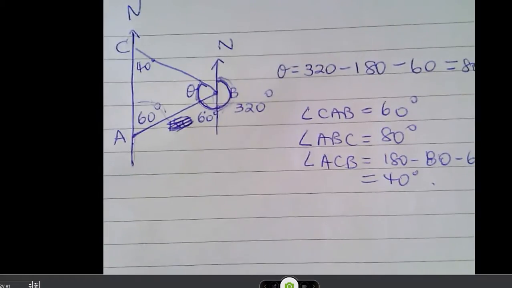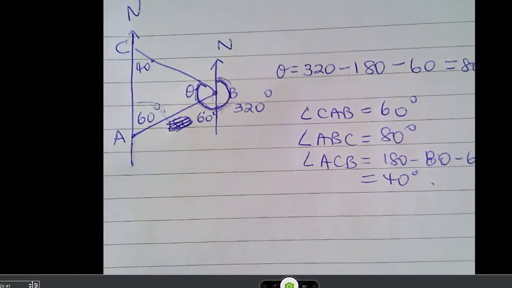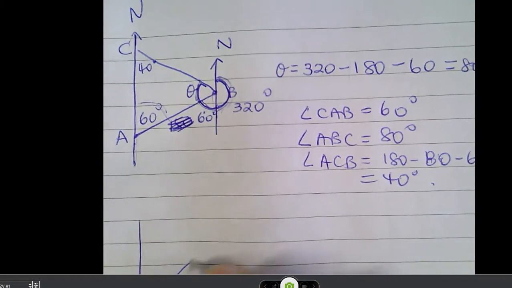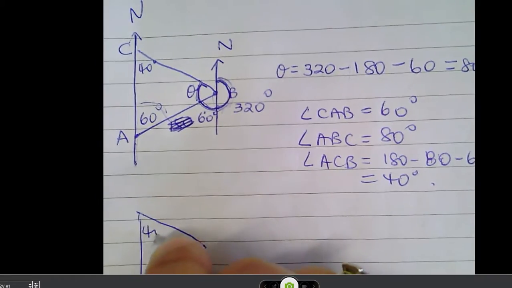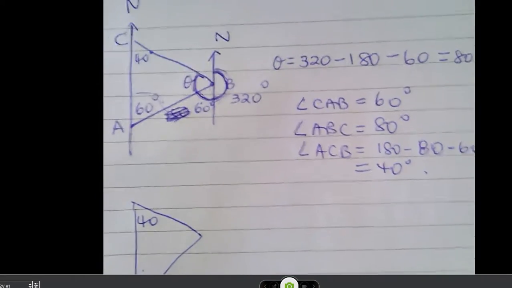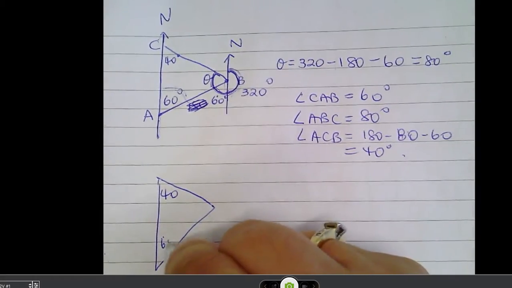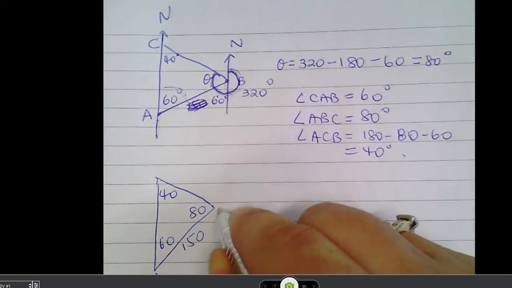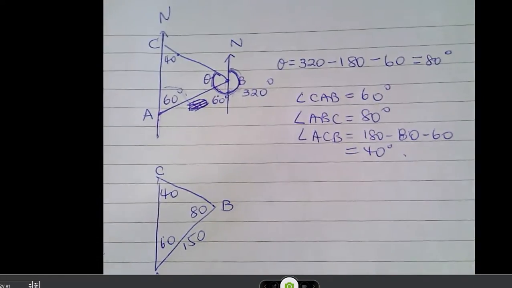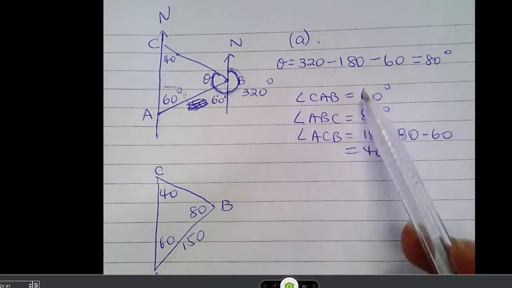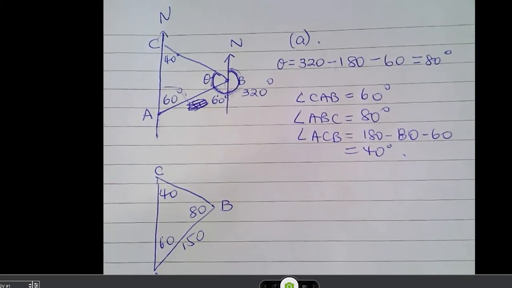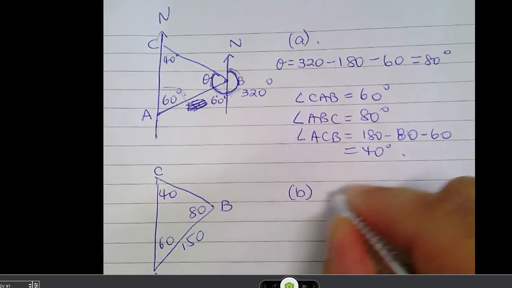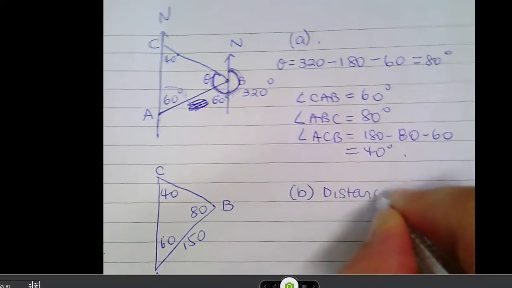Okay, now you can do whatever you want. So let's draw the triangle again. We've got 40. So looking at this triangle again, we've got 40, we've got 60, we've got 80, and we know that this distance here is 150 kilometres. So what's part B of the question asking you? Yeah, so part A was to find two of these angles, but we've written them all out. And part B is asking you to find the distance BC.